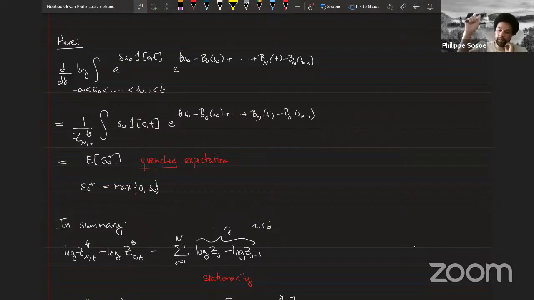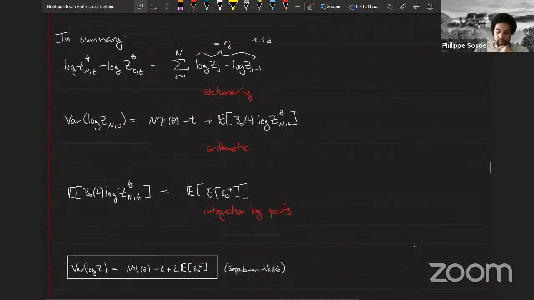If you go all the way back to the very beginning, we had this quenched measure where we assign to each path the Gibbs weight corresponding to the polymer partition function. We divide by the polymer partition function. And here, what are we taking the expectation of? Well, we're taking the expectation of S0 times the indicator of 0 to t. So that's S0 plus. Okay, we only get S0 plus, the positive part of S0.